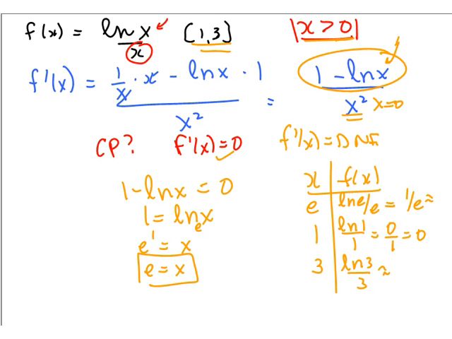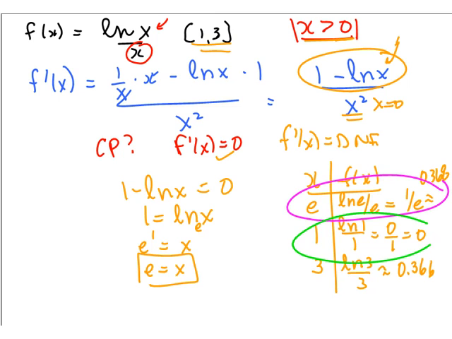If I want to compare these, it might be easier to look at them as decimals. So putting this into the calculator, I get 0.366 approximately. And when I put 1 over e in the calculator, I get 0.368. So they're very close, but one of them is definitely bigger than the other. So this is my maximum, and this is my minimum because it's definitely the lowest.